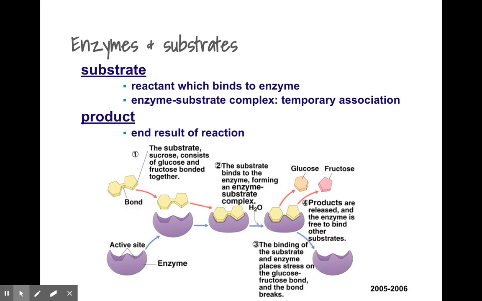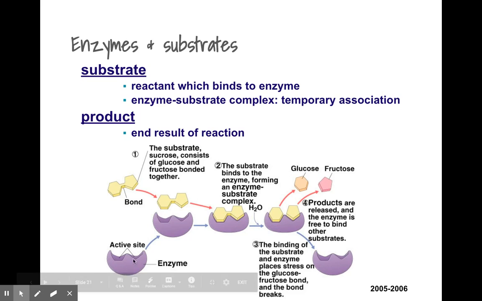Some other terminology you need to know are substrates and products. A substrate is the reactant that binds to the enzyme. So the substrate is the molecule that's going to be broken down. It forms what's known as an enzyme substrate complex. So the substrate's going to attach to the enzyme, and in return, we're going to make what is known as a product, or the end result.